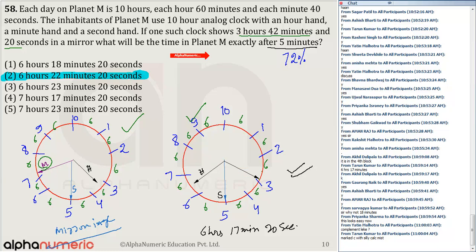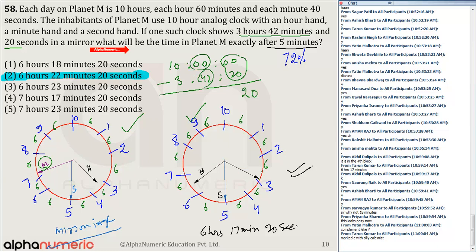Clear? Now, the other way is: what is the total sum of both the clocks? After adding both, what should it be? That has to be exactly equal to 10. So I will say simply 10 hours, 13 minutes and 13 seconds minus what the mirror image is showing, 3 hours, 42 and 20. If you subtract this, remember there is a gap of 40 seconds, so 40 minus 20 is 20. Then subtracting 42, it comes out to be 6 hours, 17 minutes and 20 seconds. You just need to take the tens complement. Yes, that's right.